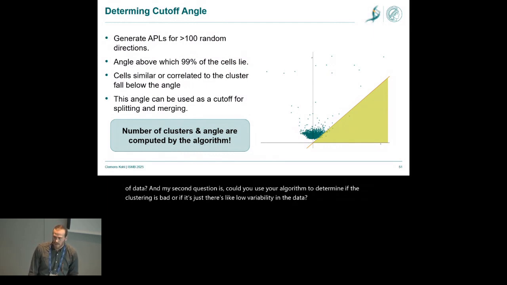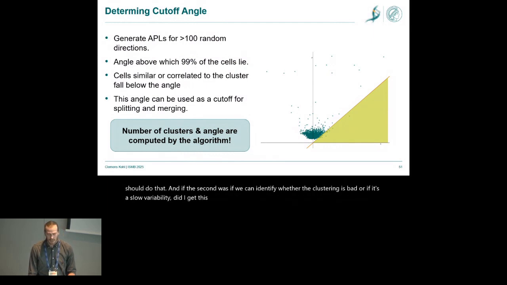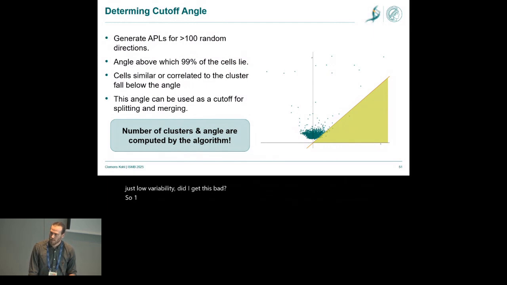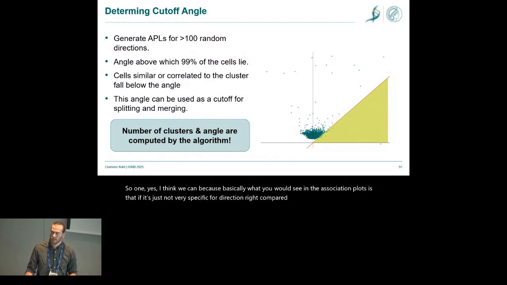So for the first question, whether we tried it on spatial data, I have not tried this, but I maybe should do that. And the second was if we can identify whether the clustering is bad or if it's just low variability. Did I get this right? So yes, I think we can, because basically what you would see in the association plots is that if it's just not very specific for direction compared to the other cells, they're just not very separated, and you have these clouds.